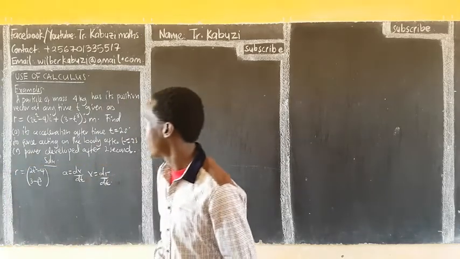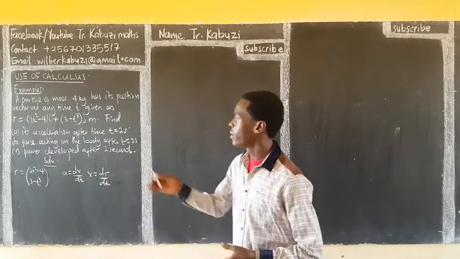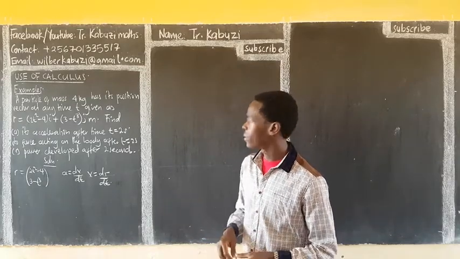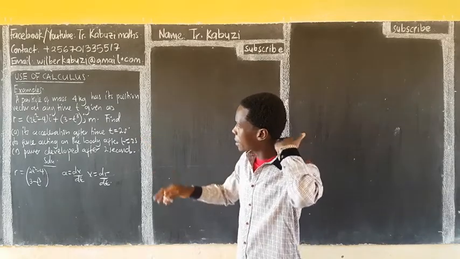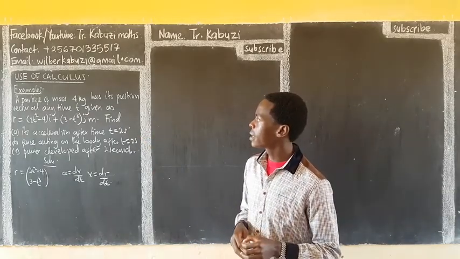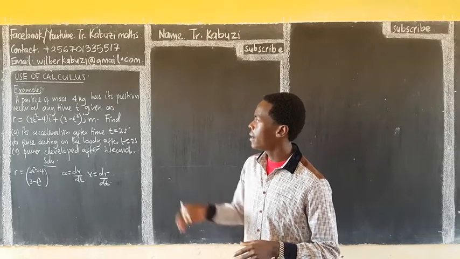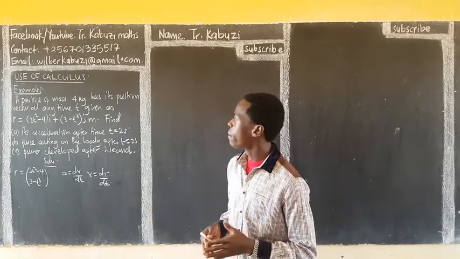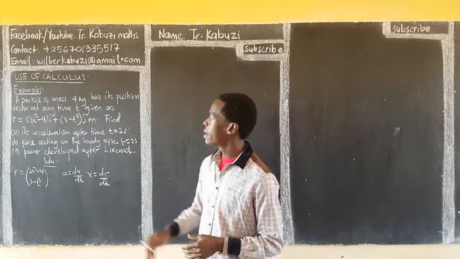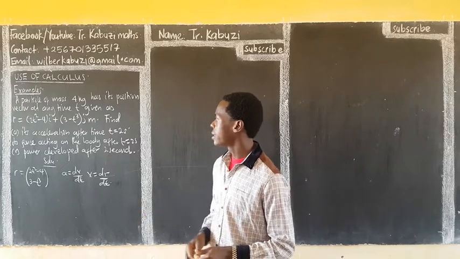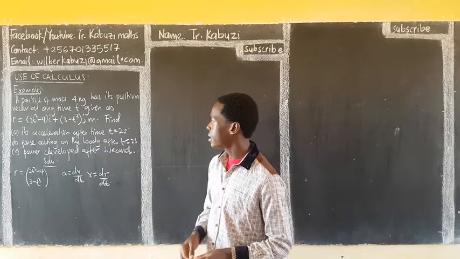Okay, let us go a bit further and see how we can get force and then ask for the power of a particle. A particle of mass 4 kilograms has its position vector at any time t given as that. They are giving it to us in vector form. Find its acceleration after time t equals 2 seconds, the force acting on the body after t equals 2 seconds, and then the power developed after 2 seconds.